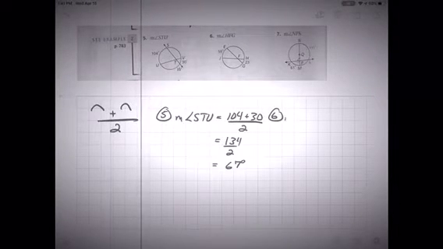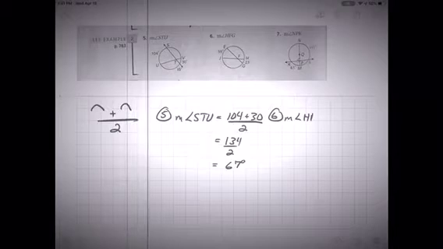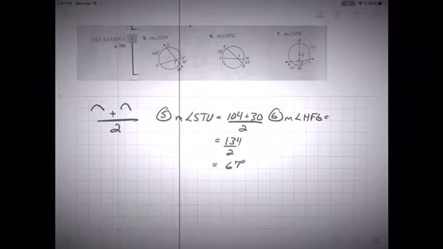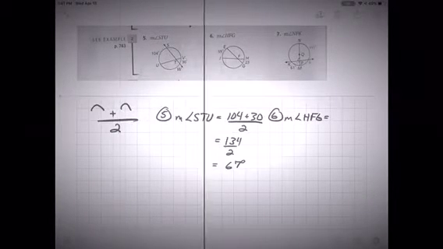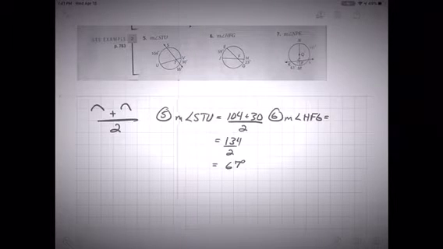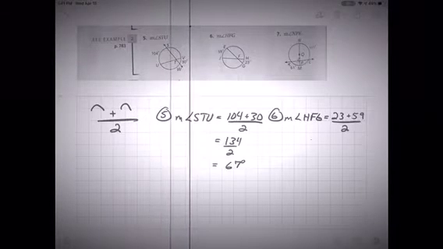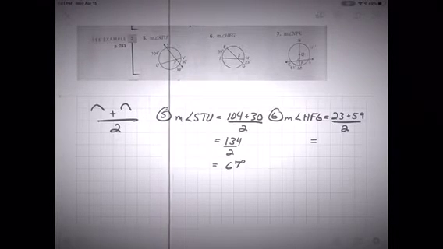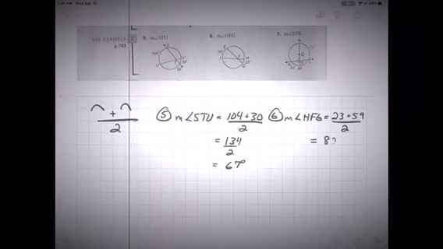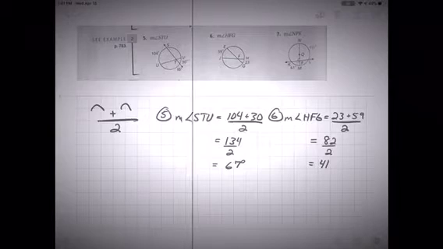Number 6, we're looking for the measure of angle HFG, and so it's got the arcs that it cuts off on both sides. So we'll do 23 plus 59 and divide it by 2. So add those two together, and that's 82, and divide by 2, and so 41 degrees. Number 7 is a little trickier.